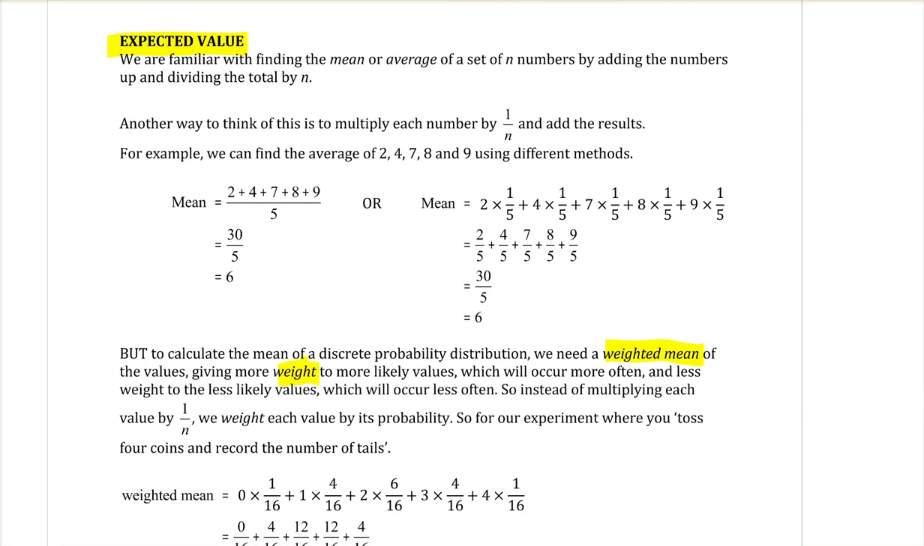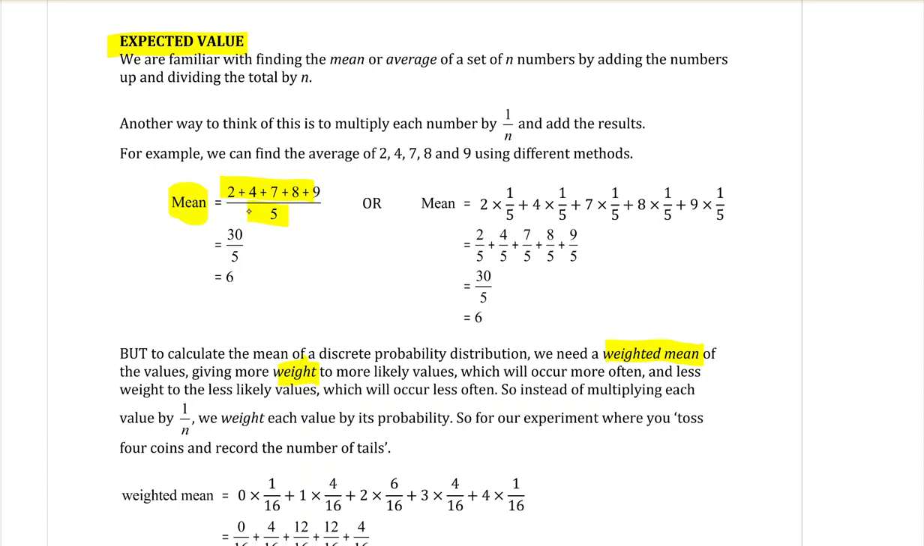Okay, so there's a comparison here. This is how we worked out a mean normally. If I had the scores 2, 4, 7, 8, and 9, and I want to average them, all I do is add them up and divide by 5. But if those numbers were not equally likely, how do we adjust for that? The answer is that we multiply each number by its probability.